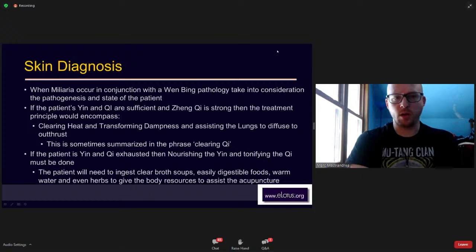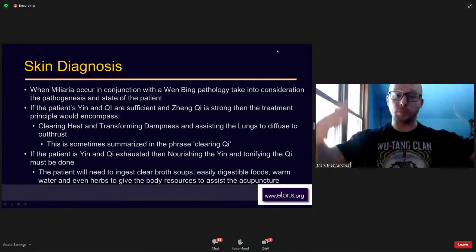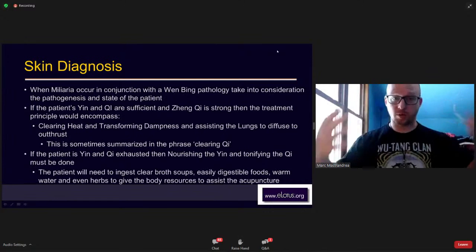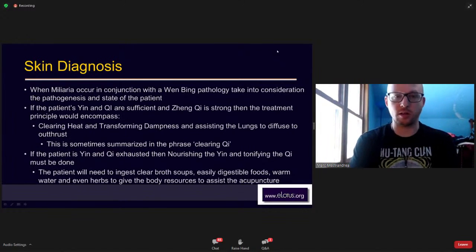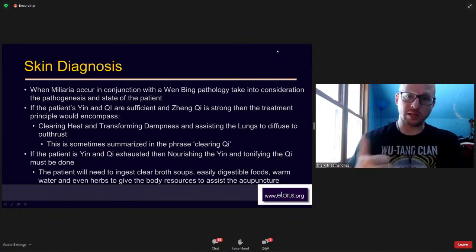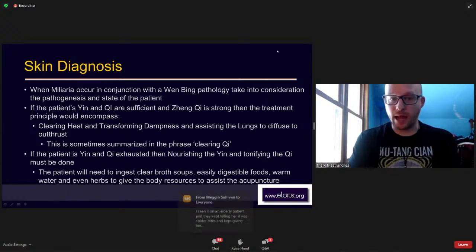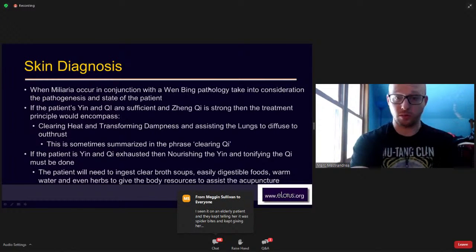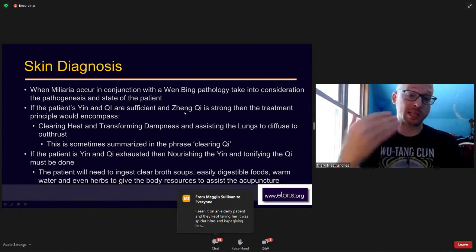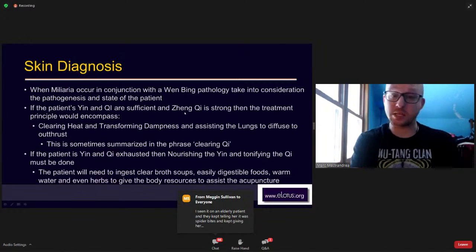All right, so in conjunction with Wen Bing, if the person's clearly pushing out the miliaria alba, you can see that the person's yin and qi are sufficient, right? The zheng qi is strong. You can clear heat and transform dampness, right? If the patient's yin qi is insufficient, you're going to find difficulty with this, right? So in this case, you're going to want to support their yin. You're going to want to build their yin. You're going to need to nourish fluids.